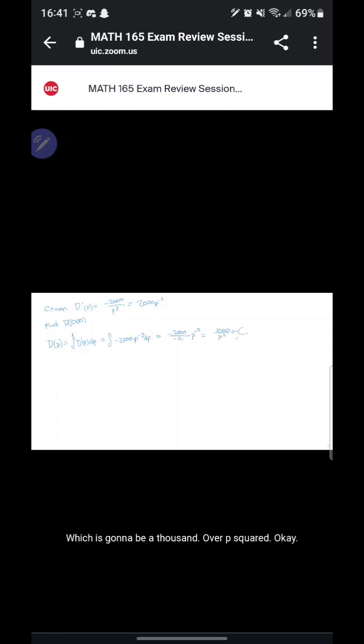Okay, let's see. And now we want to find d of 1000, right? Sorry, we want to know what happens when we have 1000 units, or d of 1000, which is going to be equal to 1000 over 1000 squared, which is going to be 1 over 1000, or 0.001.